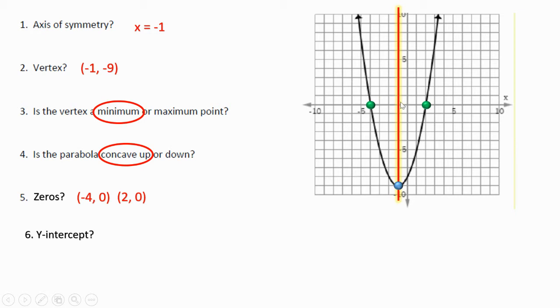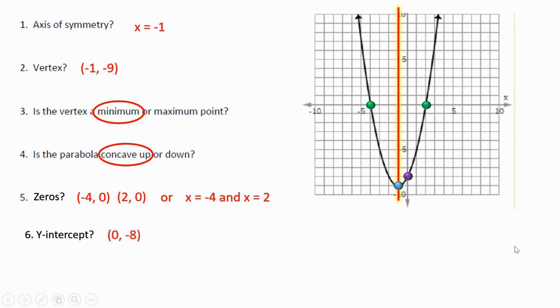Remember, don't go from the axis of symmetry. You go from the origin. And so from the origin, it's 1, 2. From the origin, it's -1, -2, -3, and -4. The y-intercept in this case, it's going to be right here. And it's where it crosses the y-axis, and that's going to be at the point 0, -8.